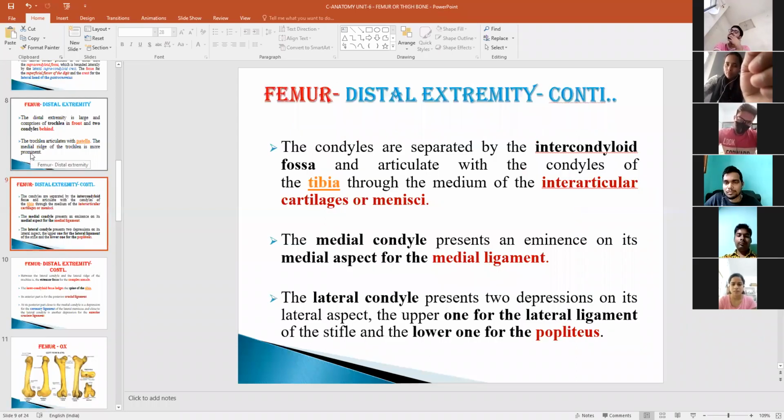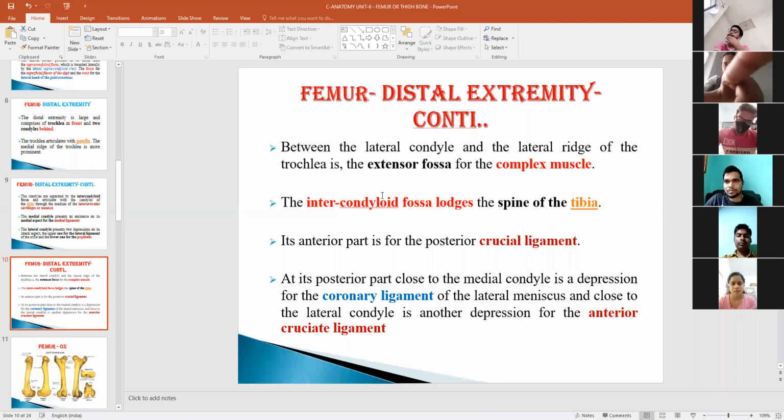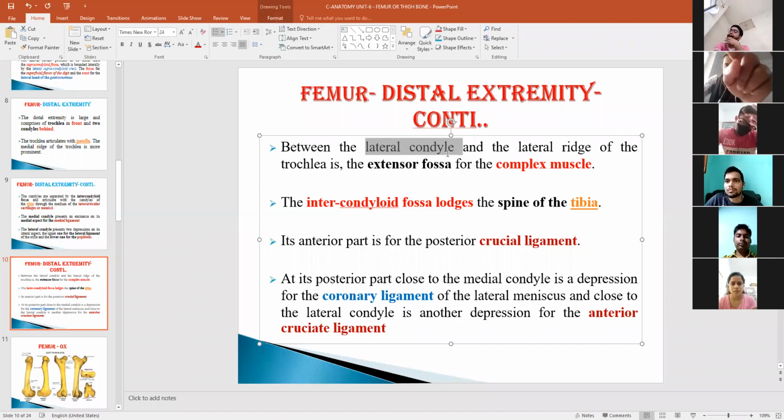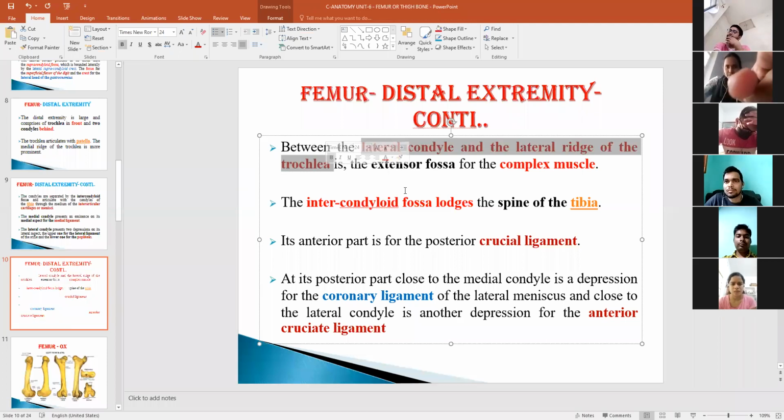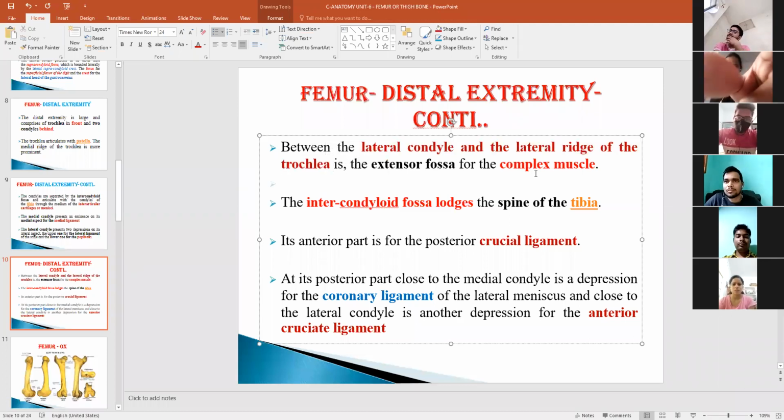Okay, so this is about the lateral and medial condyle. Now, between the lateral condyle and the lateral ridge of the trochlea, there is a fossa. This is known as the extensor fossa. On the lateral side, in between the lateral condyle and lateral ridge of the trochlea, there is a fossa known as the extensor fossa, and this is for the accommodation of the extensor muscles.